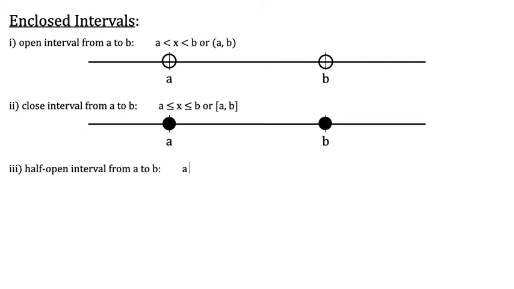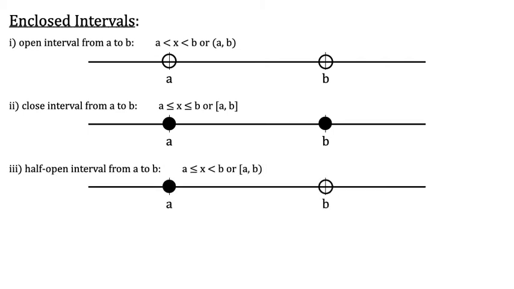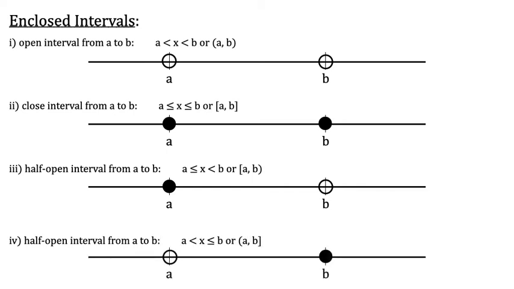There are half-open intervals from a to b, such that x is greater than or equal to a, but less than b, or bracket a, comma b, end parentheses. And there's half-open intervals in the other direction from a to b, where x is greater than a, but less than or equal to b, or parentheses a comma b end bracket.